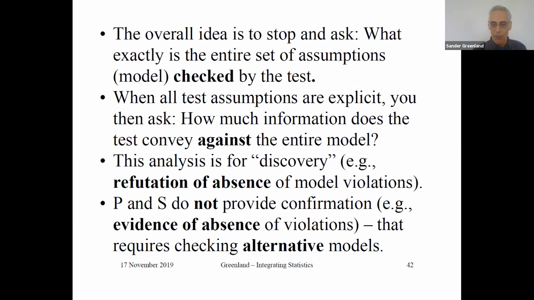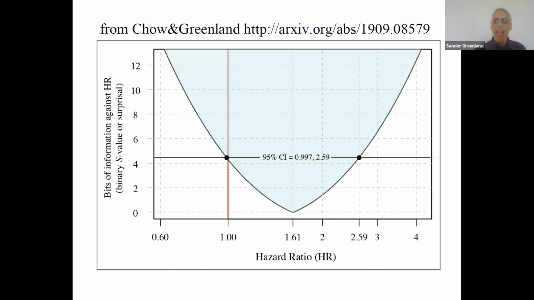This is an analysis for discovery, for refutation of absence of model violations. P-values and s-values do not provide confirmation. They do not provide evidence of absence of violations. That requires checking alternative models, as in a graph like this of the s-value from the Brown data, showing that there are many alternatives showing an association that are much more compatible with the data than the null value.